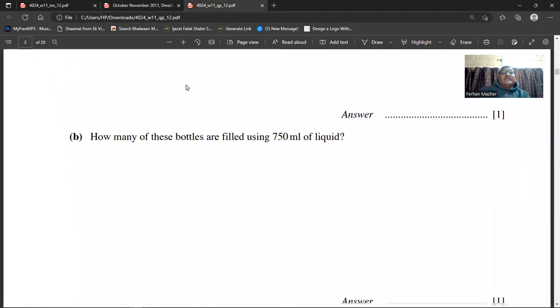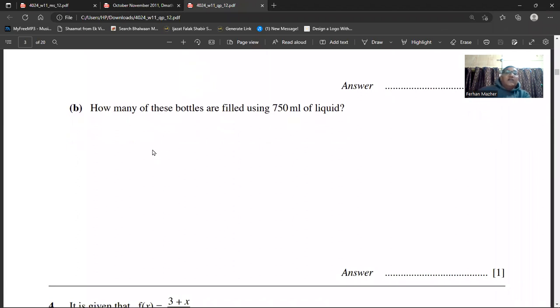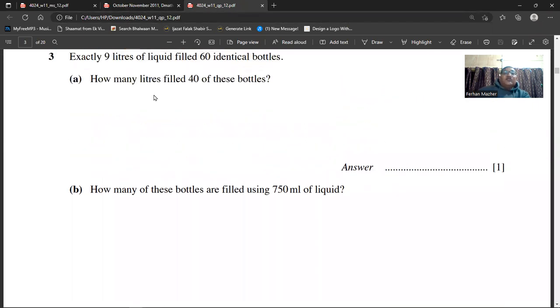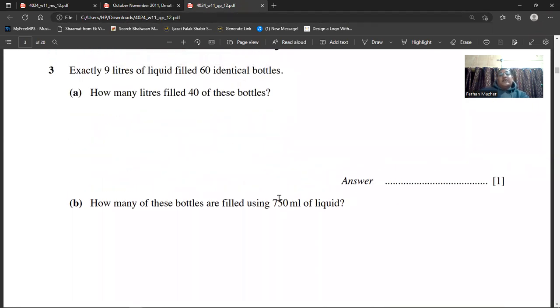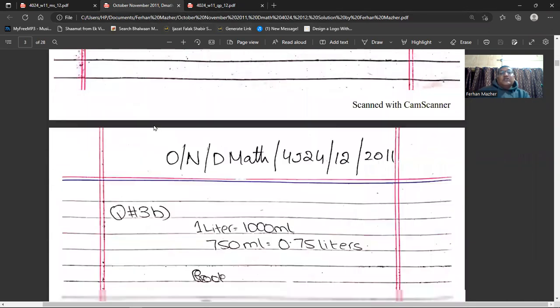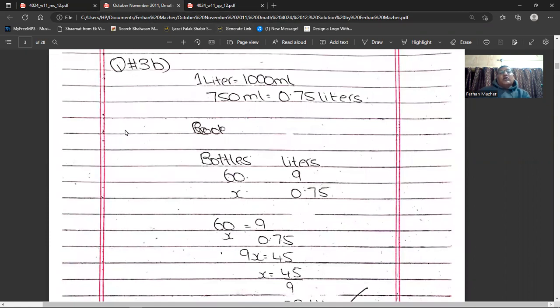Okay, so then he says, how many of these bottles are filled using 750 ml of the liquid? Here in this question, the only problem is that the unit they have used for the liquid is milliliter, and here the unit is 9 liters. They should be in the same unit. Because in 1 liter there are 1000 ml, 750 ml means 0.75 liters. So again, use the method of proportion, bottles and liters.